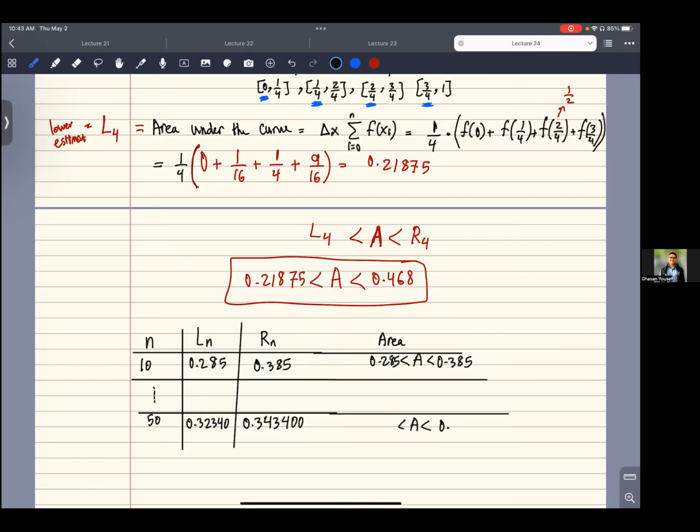It will be between 0.34 and 0.323. If I choose now n equal 100, or 1,000, for example, 1,000, look, L of n is going to be 0.3328, and the upper estimate will be 0.3338, and the area will be more and more accurate, like I said before, 0.3338 and 0.3328.